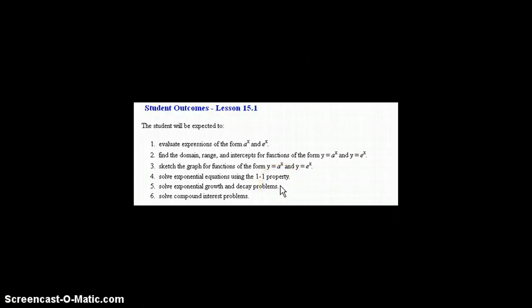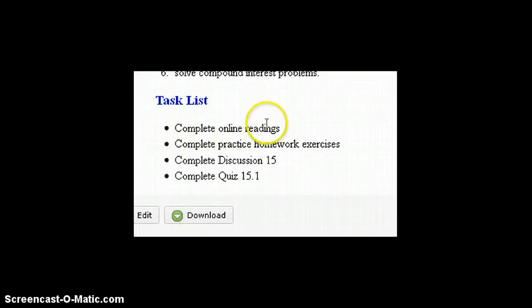Exponential growth and decay problems, very good application of these ideas. Compound interest is a very, very powerful part of this particular section as well. Okay, you remember, complete the readings, do the exercises, and then of course you have your watching the videos and then your discussion and quiz.